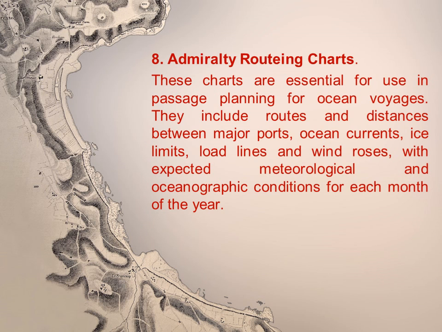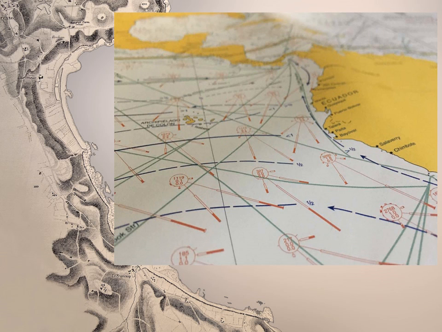Next is the Admiralty routing chart. This chart is essential for passage planning for an ocean voyage. It includes the routes and distances between major ports, ocean currents, ice limits, load lines, and wind processes, with expected meteorological and oceanographic conditions for each month of the year. This is one example of the routing chart.